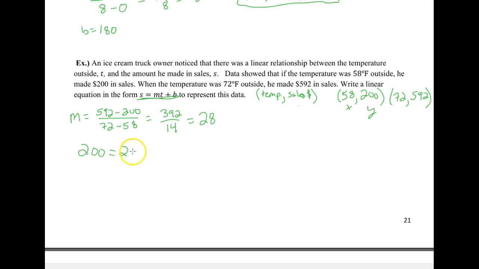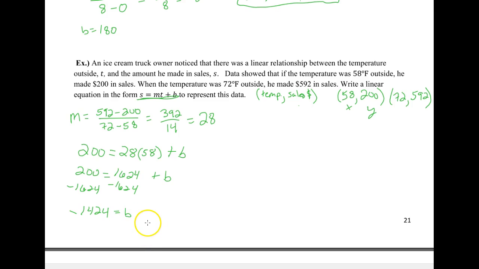My slope is 28. And temperature was 58. I need to find b. So I have 200 equals 28 times 58, which is 1,624. And then with the 1,624, I need to get rid of that to get b alone. I end up with a negative 1,424.